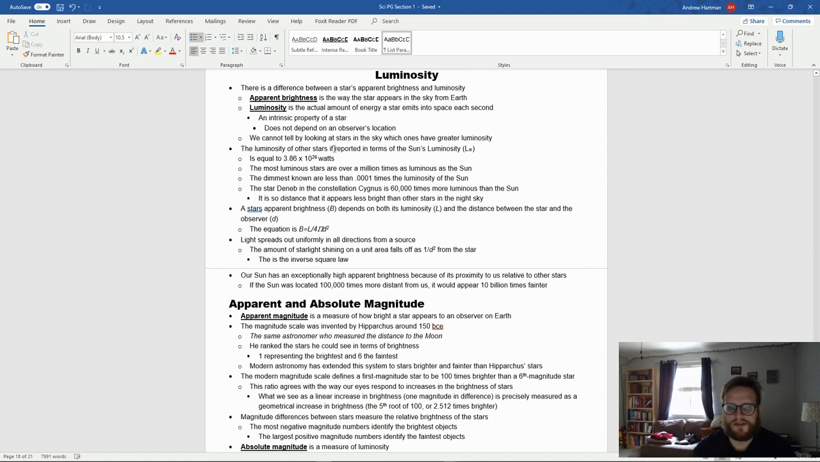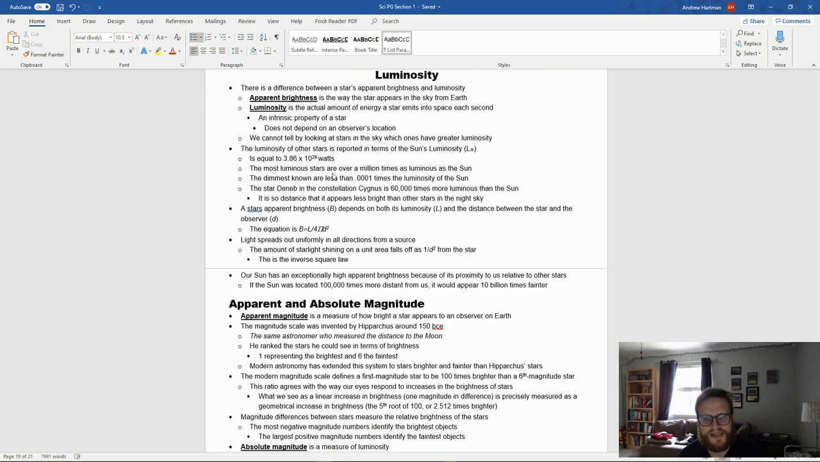The luminosity of other stars is reported in terms of the sun's luminosity, which is the L with the little circle dot in the middle designating that. The sun's luminosity is 3.86 times 10 to the 26 watts. From there, we use the sun as a way to compare different stars. The most luminous stars are over 1 million times as luminous as the sun, and the dimmest ones are less than 0.0001 times the luminosity of the sun. So it seems like our sun's kind of right in the middle, almost.